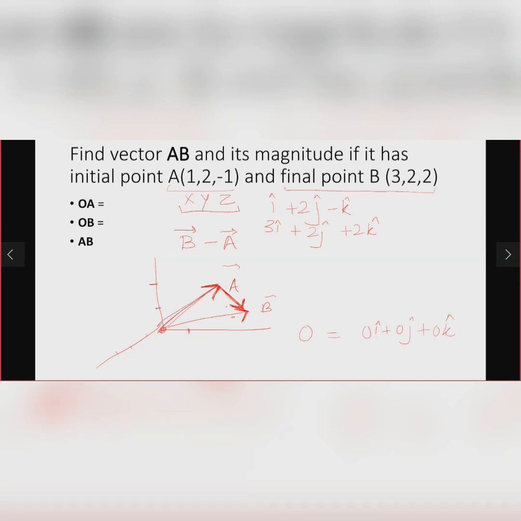Do you see this? This is OA, this is AB, and this OB is the closing side. OA and AB are in cyclic order, and OB is the closing side. So OB is OA plus AB, right? So AB will be OB minus OA. So if I have to find vector AB, I can simply do OB minus OA.